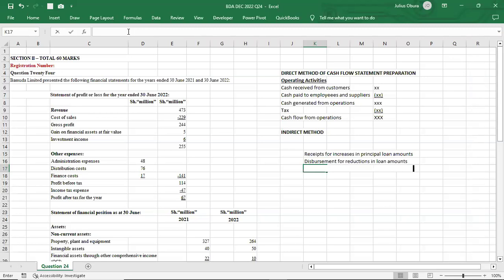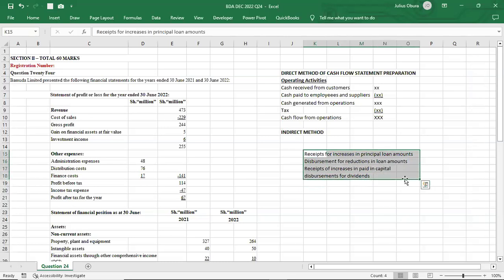Number three, we have receipts of increases in what we call paid in capital. And finally, number four, we have disbursements for dividends. So these are the main areas that we look at when we come to cash flow from financing activities.